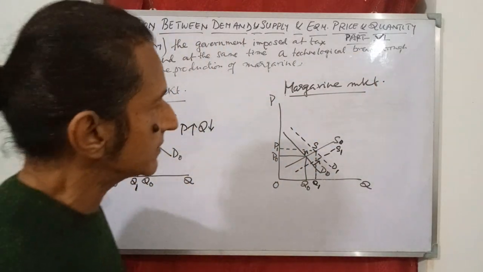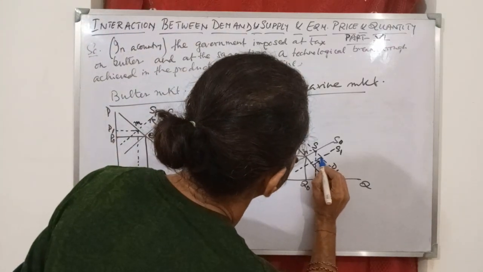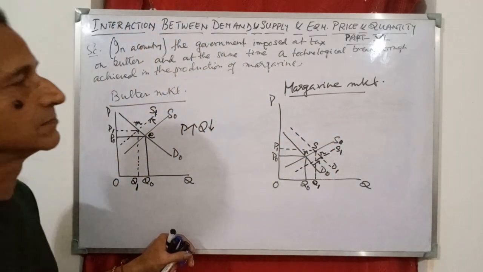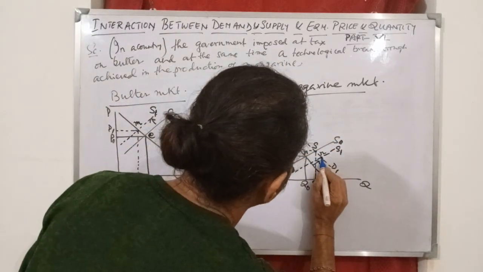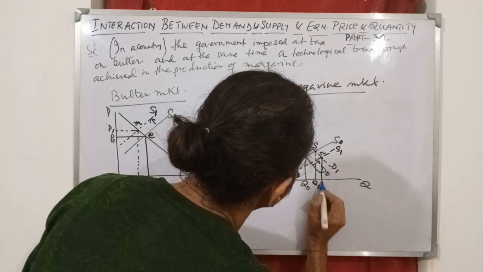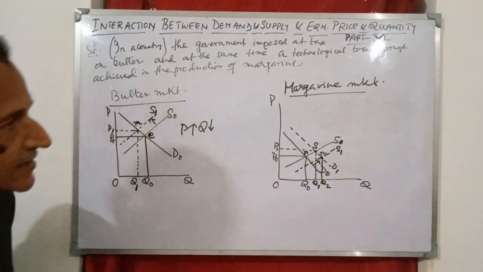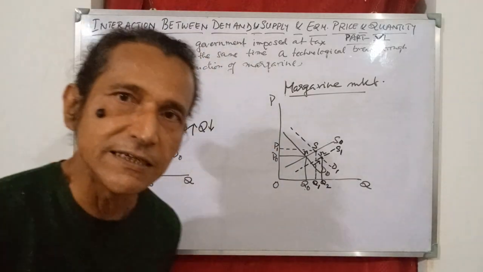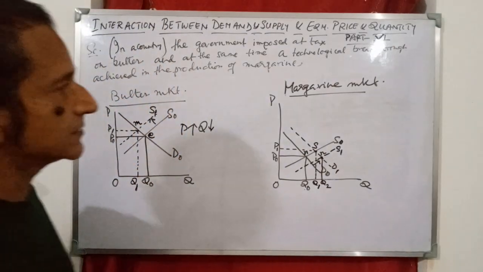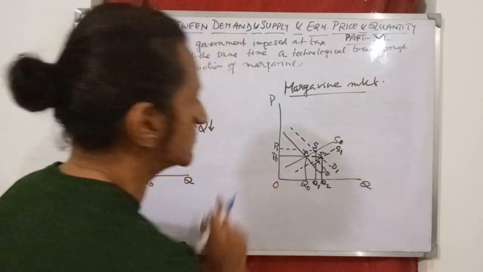Now S sub 1 and D sub 1 intersect at this point. Let this point be N. You see, the equilibrium quantity has increased from Q0 to, say, Q sub 2, as a result of increase in demand and increase in supply. But the price has remained at P sub 0.